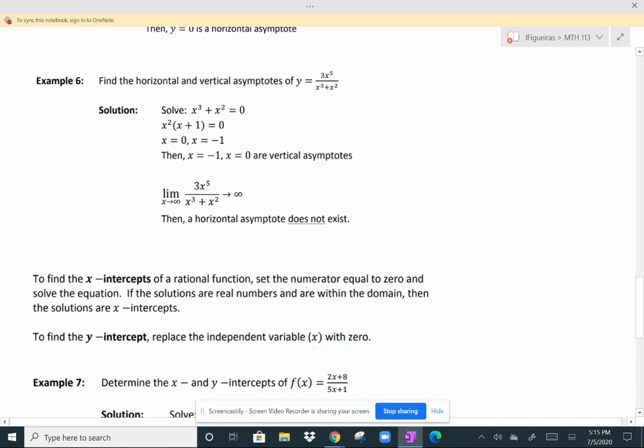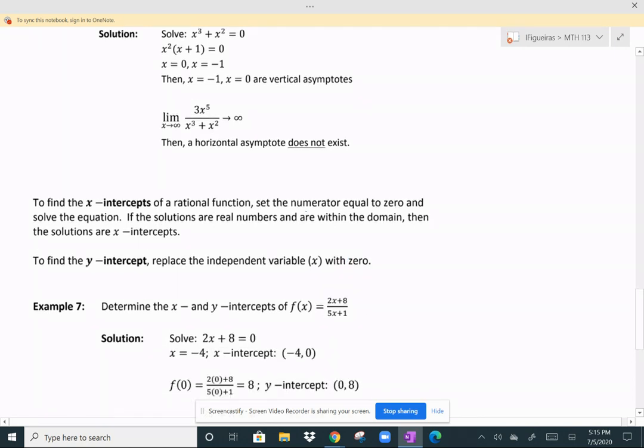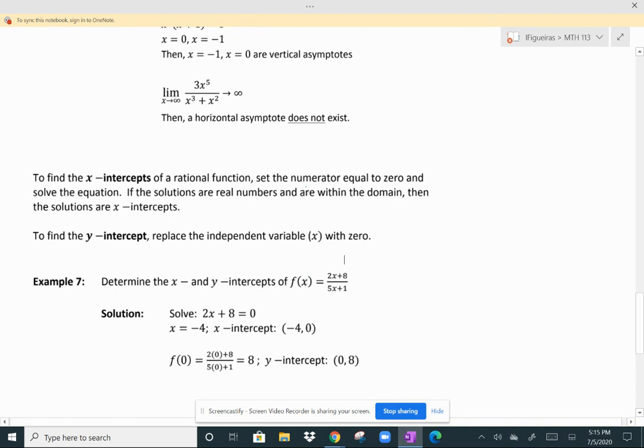Okay, so let's do an example of x and y-intercepts. We want to find the x and y-intercepts of f of x equal to (2x + 8) over (5x + 1). So first let's find the x-intercept. Remember, that's when you take the numerator, set it equal to 0. So that's a linear function. Subtract 8, divided by 2. You get that x equals negative 4. So (-4, 0) is the x-intercept.